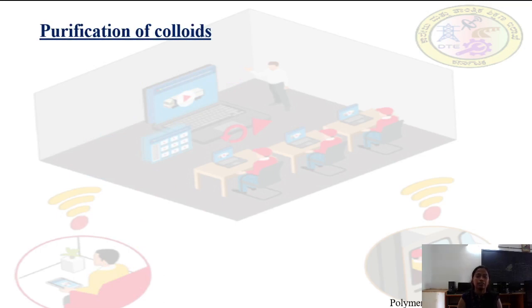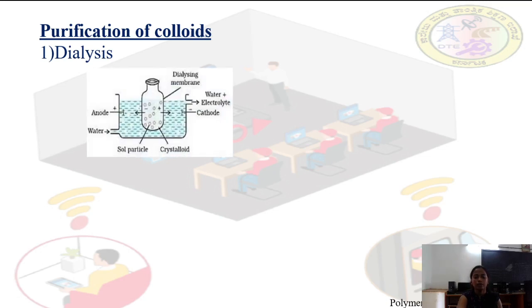In the last session, we discussed the preparation of colloids by physical and chemical methods. Now, it is the purification. After preparation, we have to purify the colloids. So, how can we purify a colloid? The first method is dialysis.